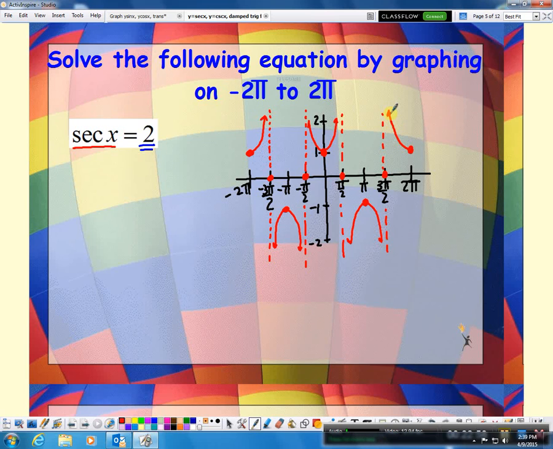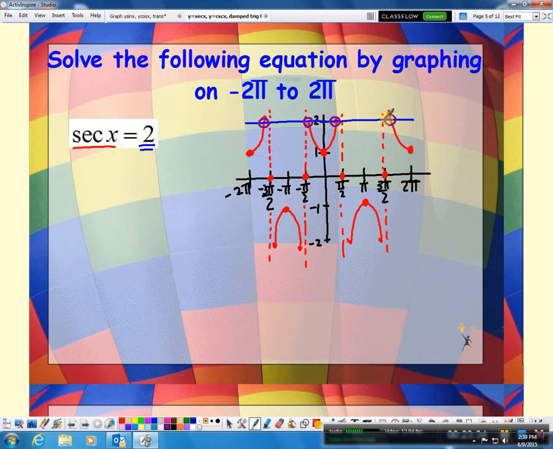Now, I need to graph y equals 2. Y equals 2, of course, is a horizontal line. And same thing, I'm just going to extend it from negative 2 pi to positive 2 pi. So when I look at this, I notice that I have 1, 2, 3, 4 points where the blue horizontal line intersects the red secant graph. So now I need to figure out, well, what are those 4 points?